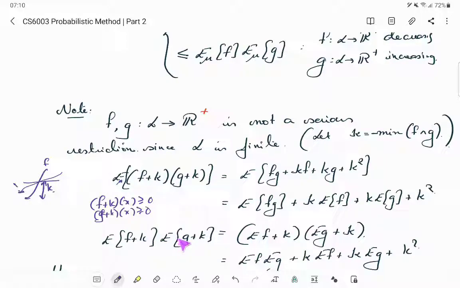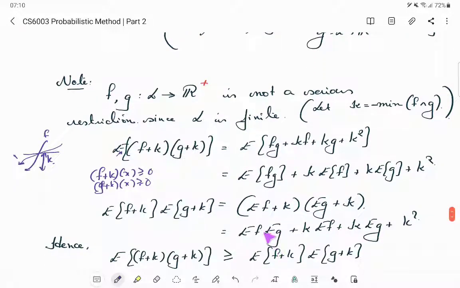And since these functions satisfy the claim, I'm now looking at the other side of the FKG inequality, which is the product of the expectations. Now, again you use the linearity of expectation. This becomes E of f plus, this is just a constant, so it's k, E of g plus a constant, that's a k. So you get E f, E g plus these guys.